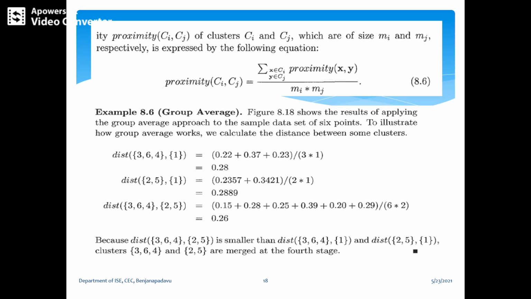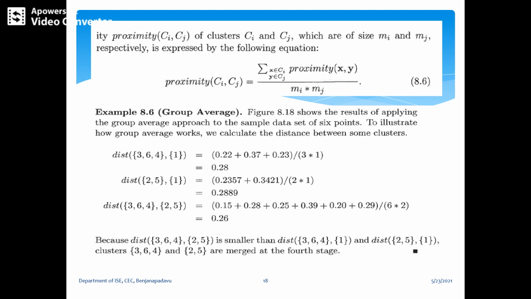So here the example has also been taken, based upon this figure. Mainly we have to calculate 3, 6, 4 and 1 first. So first we need to calculate the distance using group average, applying the average approach to the sample data set of 6 points. We are going to calculate on the data set of 6 points to illustrate how group average works. So we calculate the distance between the clusters 3, 6, 4 and 1.